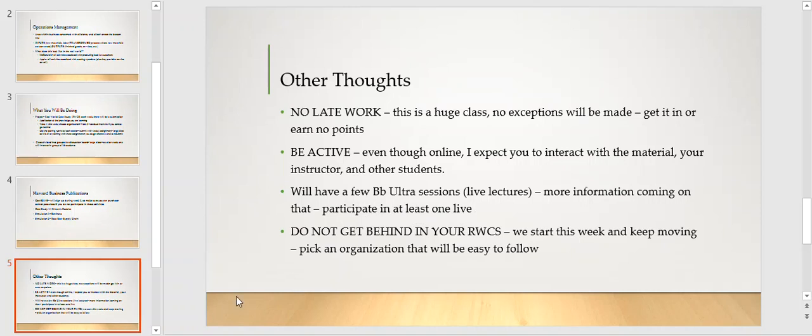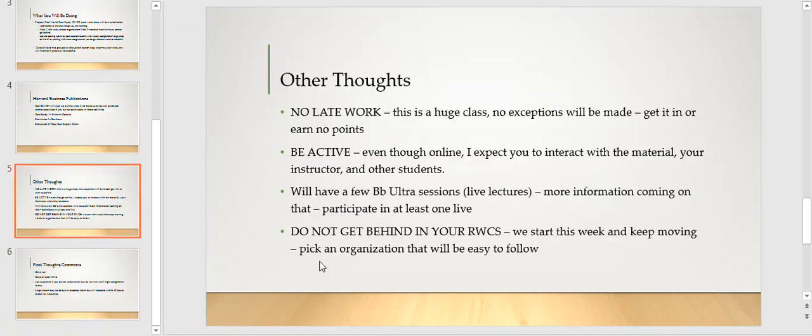I can't emphasize enough that it is really, really important you do not get behind in your real world case study. We start this week and we keep moving. And once again, pick an organization that's going to be easy to follow. A lot of times people will choose an organization where they're currently working, and that's fine, as long as it's not too big. So areas to think about. If you don't have an organization, you need to get a hold of me tomorrow or by Monday or Tuesday at the latest. Otherwise, there's really not a lot that I'm going to be able to help you with.